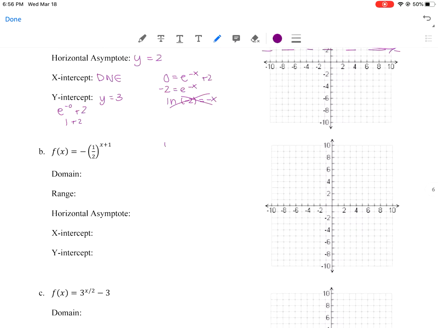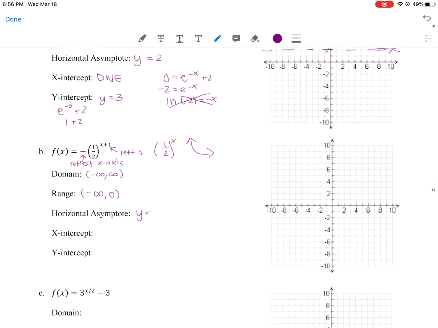This one, in general, 1/2 raised to the x is going to be a decreasing graph, like a decay graph, so it'll look like that. In this case, this plus 1 in the exponent, think about that being in the parentheses, is going to move it left 1. And this negative out front reflects it over the x-axis this time. So our domain hasn't changed. Even moving it left is not going to change the domain. Your range, though, if it generally goes from 0 to positive infinity, when we reflect it over the x-axis, it's now from negative infinity to 0.